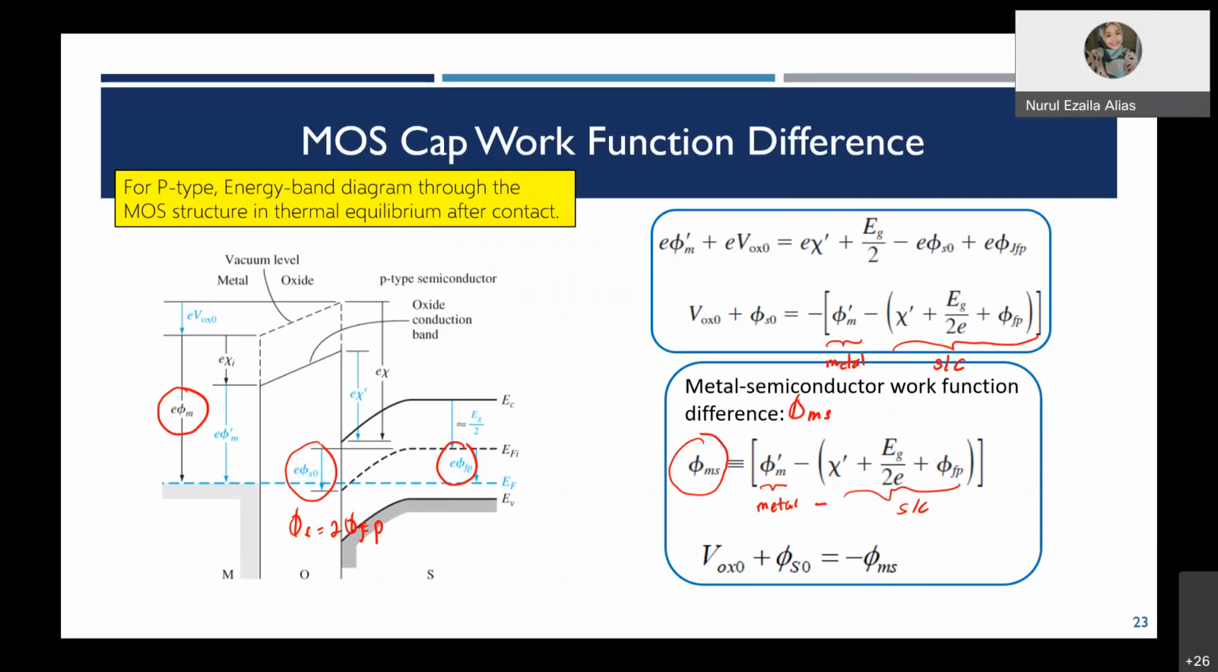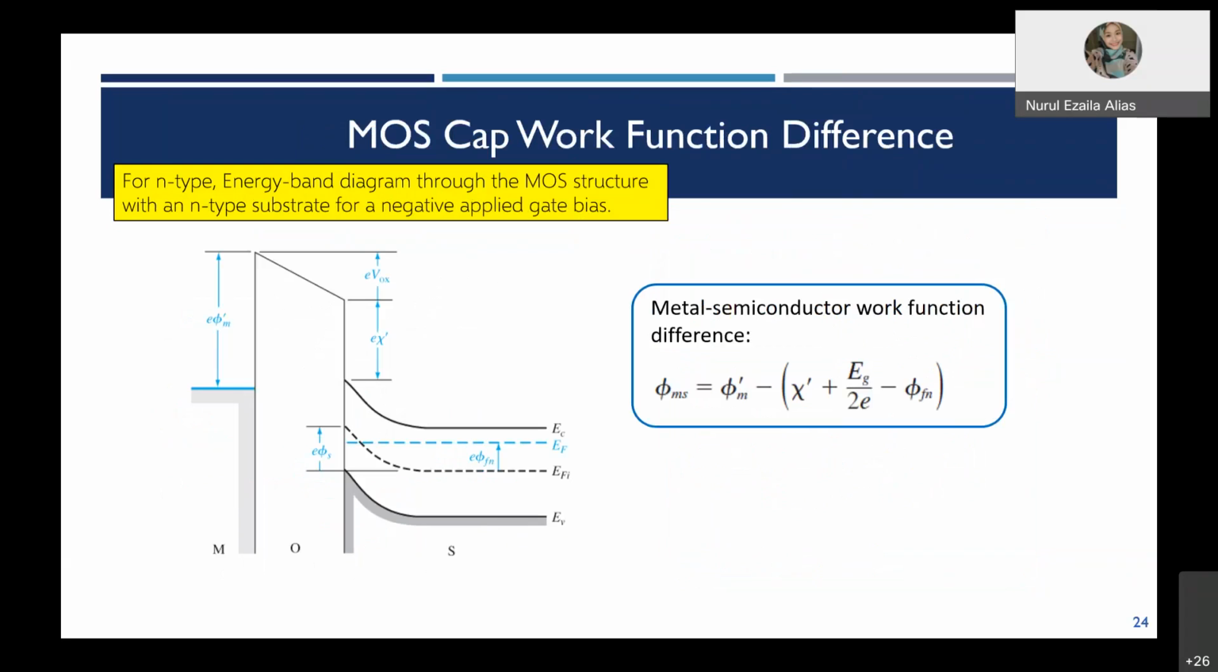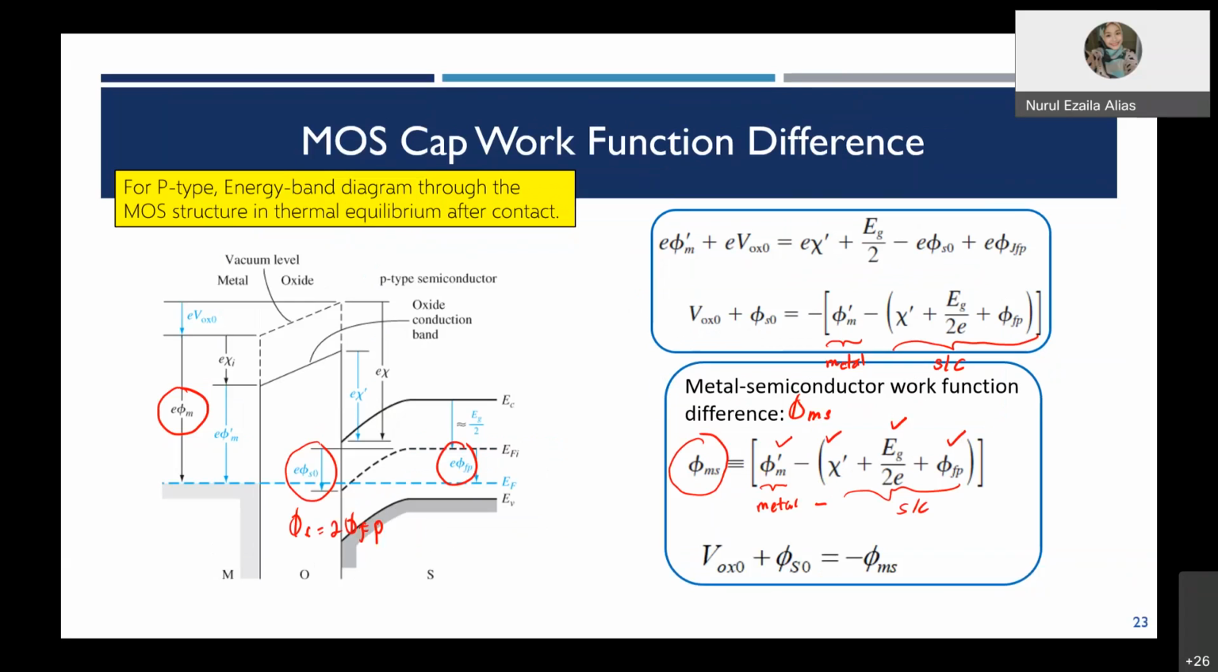So you can calculate this metal to semiconductor work function if all the parameters given here, for example, the metal work function, and then you know the chi value, and then you know the energy gap. Of course, you can calculate the phi fp. If you know all this, then you can calculate phi ms using all these parameters. However, if you don't know all these values, you can find this phi ms value from the graph. All right, so this is for the case of p-type.